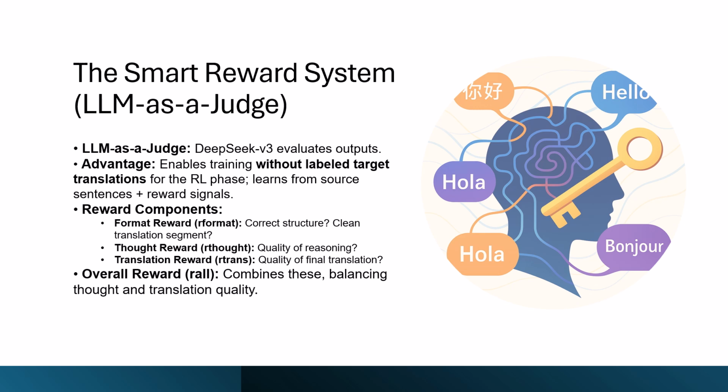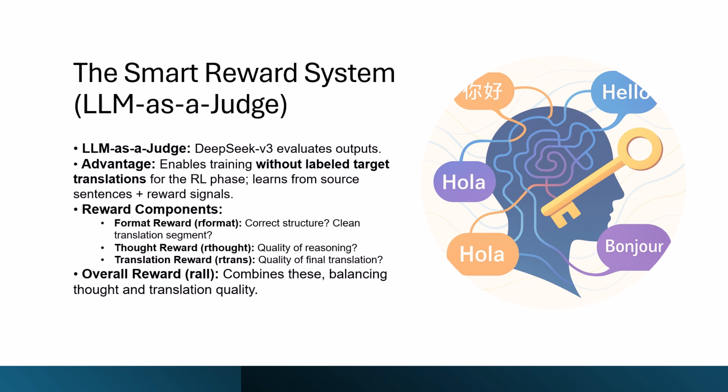The format reward, which checks if the output structure is correct. Second is the thought reward, which assesses the depth and the quality of the reasoning process. And then in the end, we have a translation reward, where DeepSeek V3 scores the actual translation on a 100-point scale on parameters like fluency and accuracy. These are then combined into an overall reward that guides the model learning.